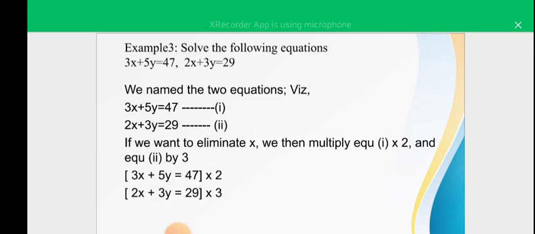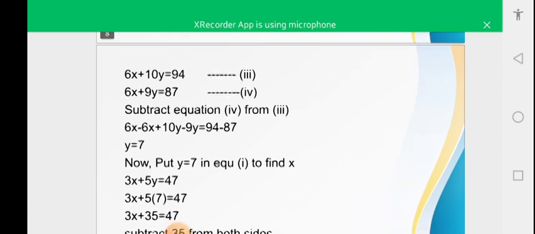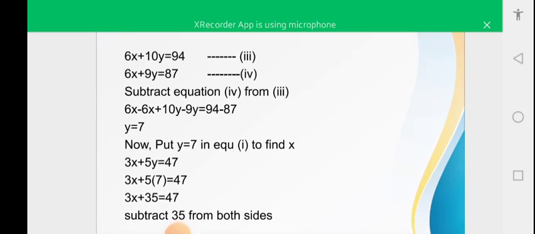3x plus 5y is equal to 47, all in brackets, times 2. And 2x plus 3y is equal to 29, in the parentheses, all times 3. By multiplying, equation 1 becomes 6x plus 10y is equal to 94. You name it equation 3. And 6x plus 9y is equal to 87. Equation 2 becomes this, and you name it equation number 4.